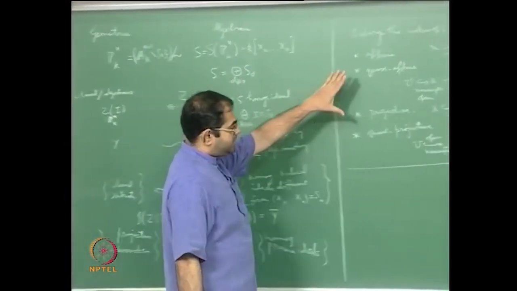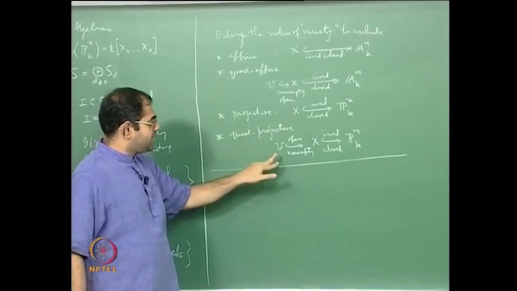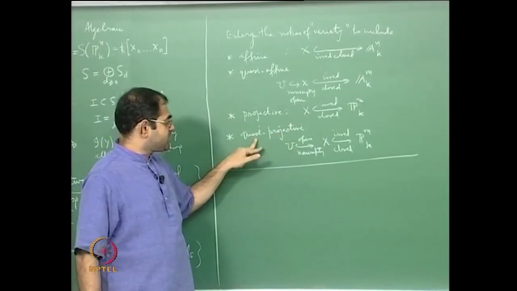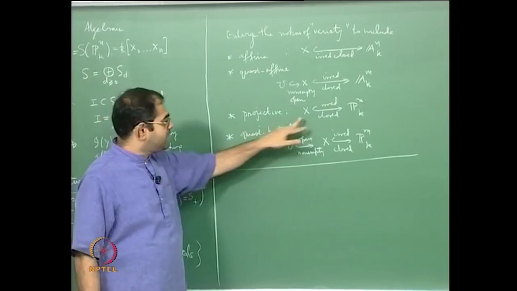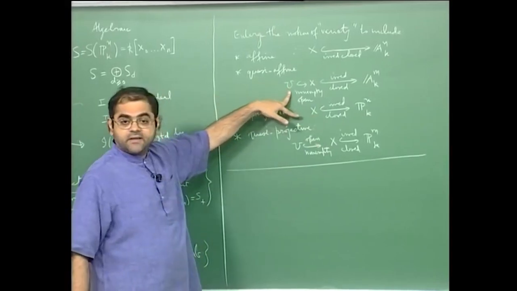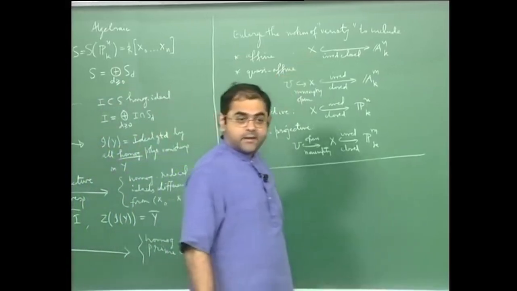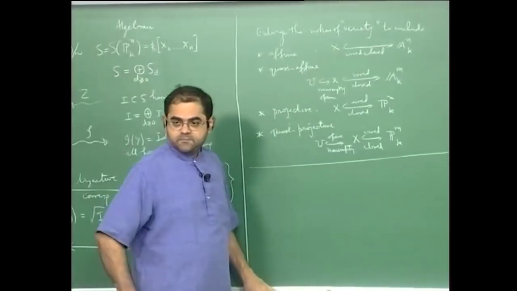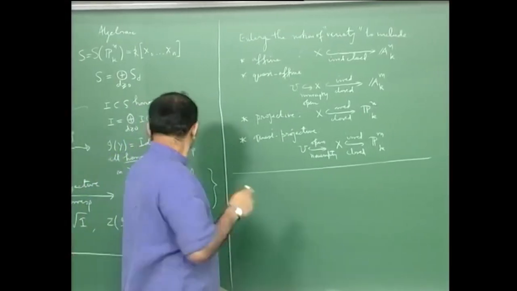So these are all nice things that are going on here. In particular, you must remember that if you take a quasi-projective variety, then that is both irreducible and dense in its closure, which will be a projective variety. Just like if you take a quasi-affine variety, it will be both irreducible and dense in its closure, which will be an affine variety. So this is the situation.